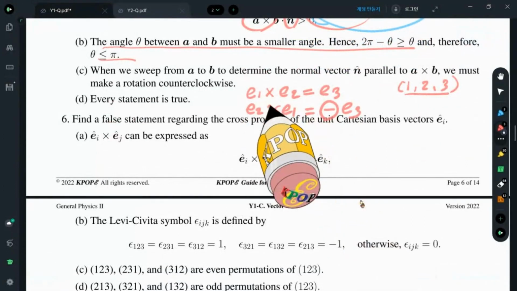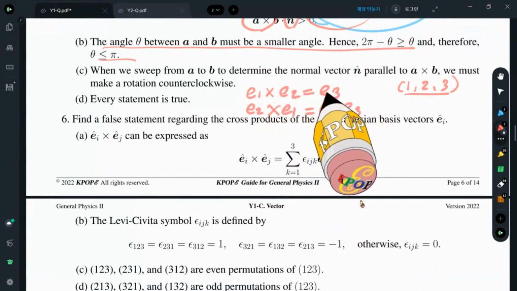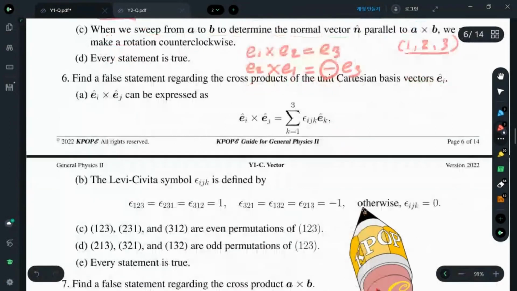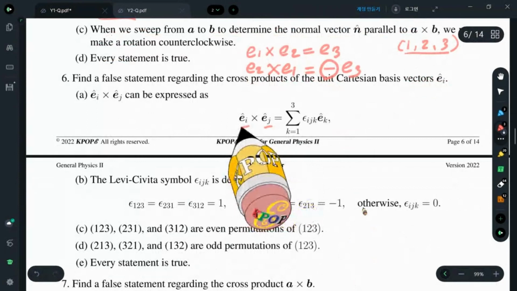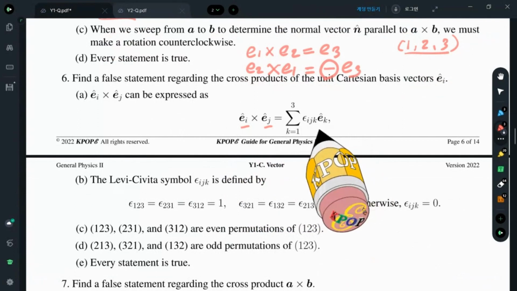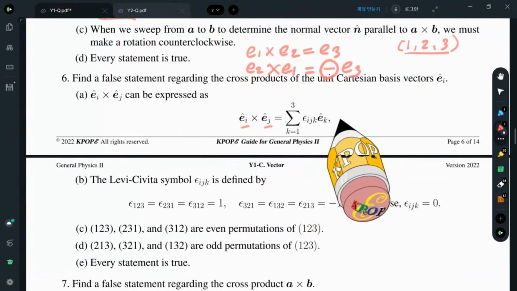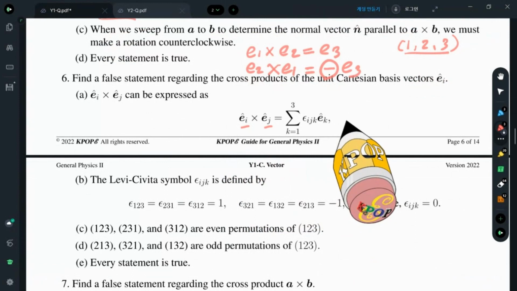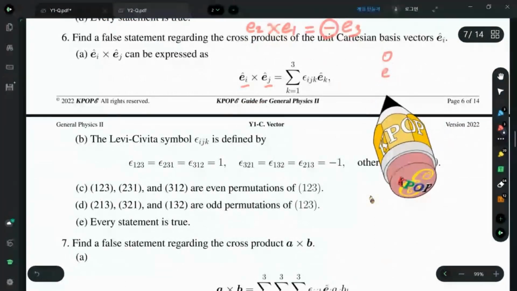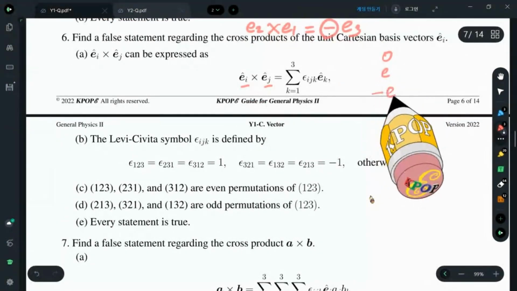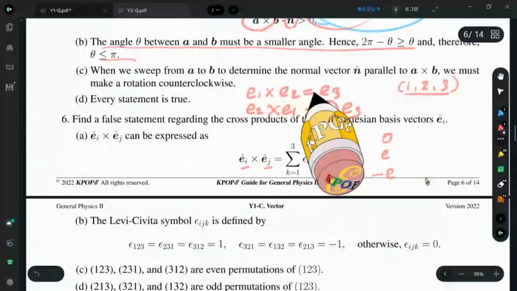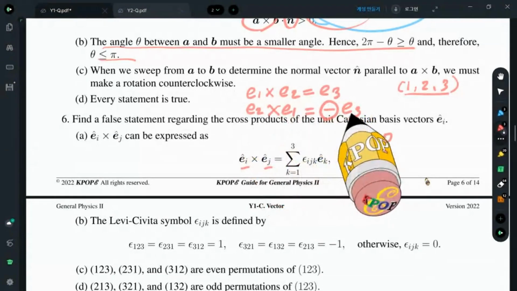In addition, if they are the same, it is always vanishing. So these two indices must be different. So the cross product of two Cartesian basis vectors is a linear combination of three Cartesian basis vectors, but actually at the end of the day, you will find that it is either zero or parallel to something or anti-parallel to something. For example, 1 cross 2 is a 3. 2 cross 1 is a minus 3.